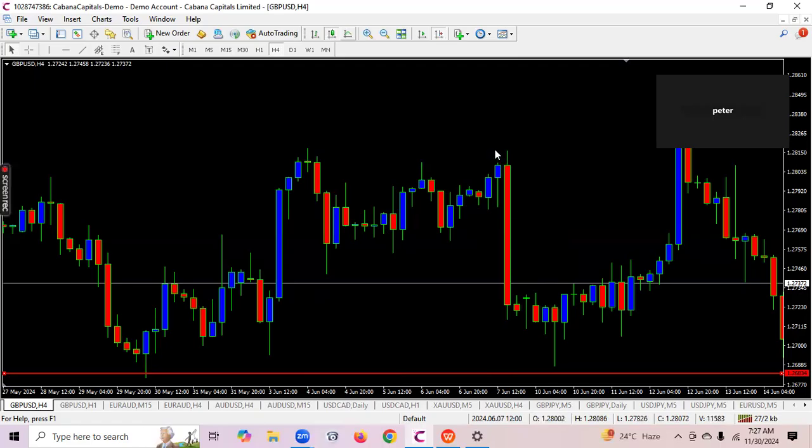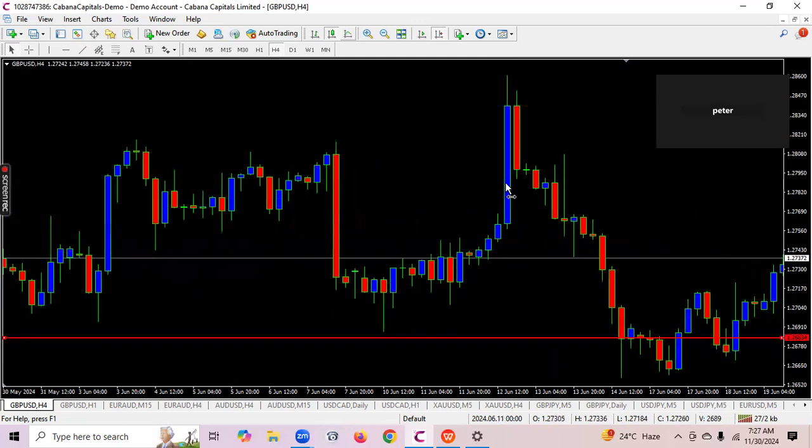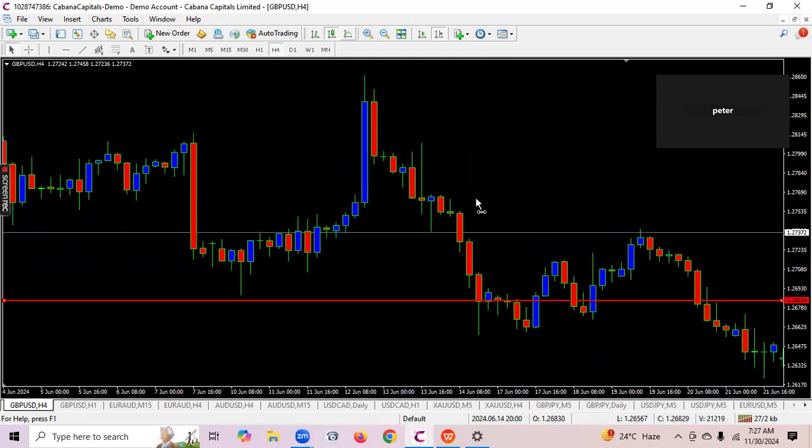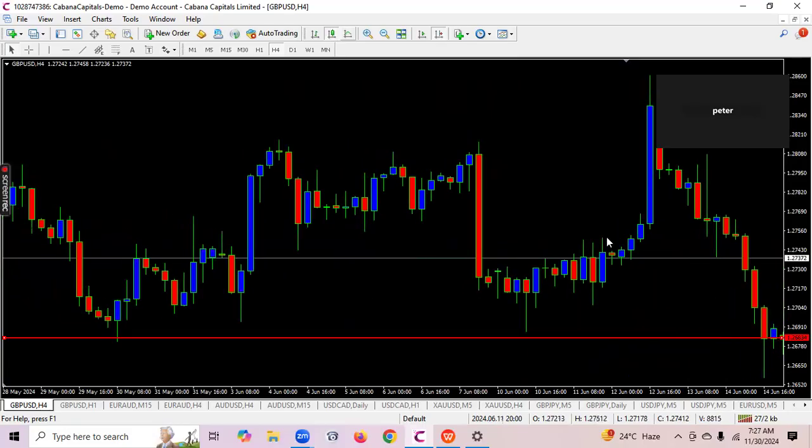Now in this case, you can see that our price has already gone far. So entering a sell trade after this long candle will be very high risk. Are you getting me? It will be very high risk. So price has already gone far. So this trade, personally, I would not take this trade.